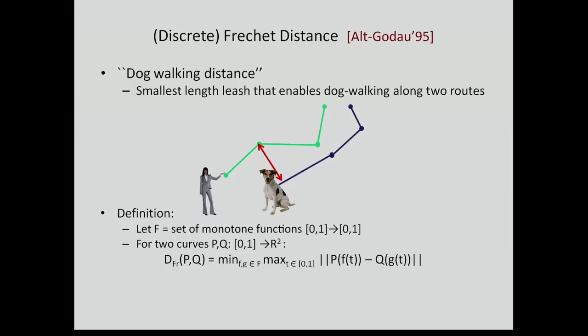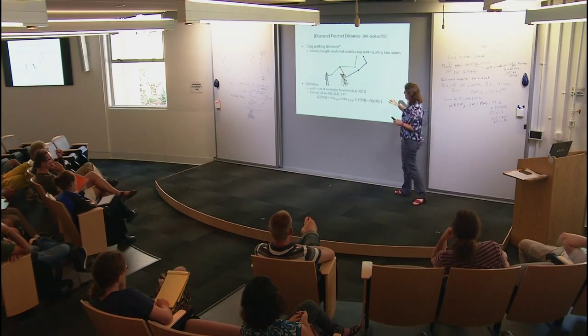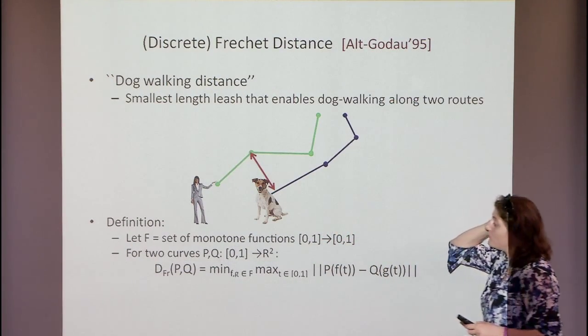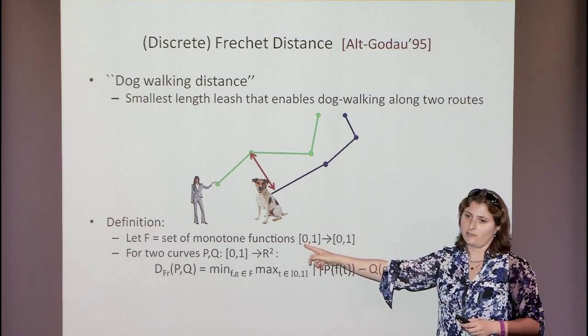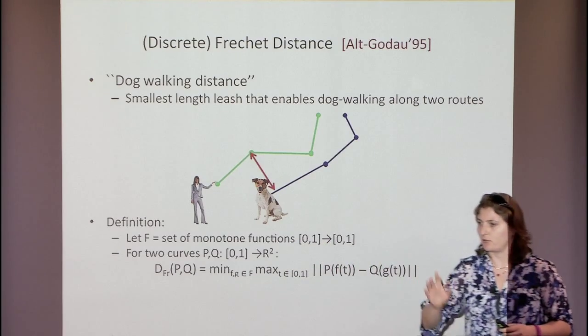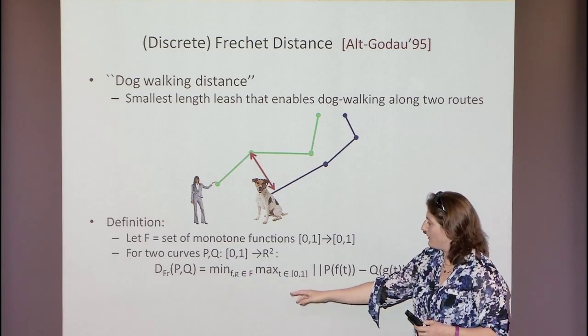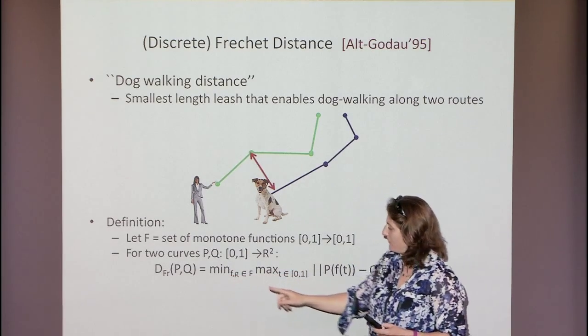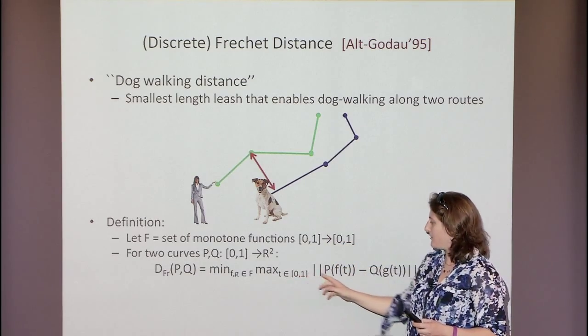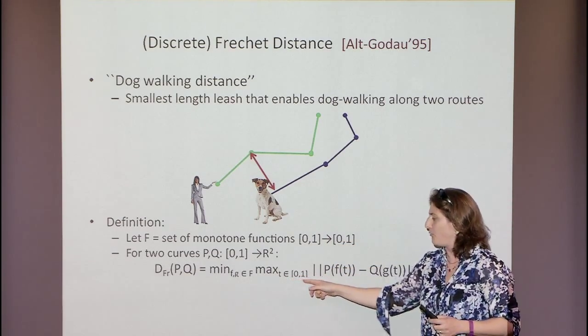It has a kind of nasty looking definition, but what I said makes sense. In the continuous world, what you're given is two curves, let's say on the plane. They take points from the unit interval between 0 and 1 to the plane, and now f is some set of monotone functions that say basically, at each point in time between 0 and 1, where on each curve you are. And now the distance between the two curves under the Frechet measure is the minimum over all traversals of the curves, which are these functions, of the maximum distance at any point in time.